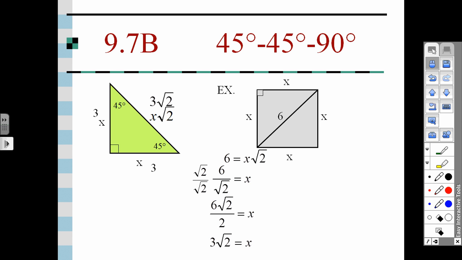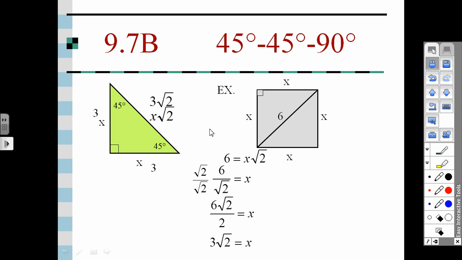Now what you're going to have to watch out for is making sure you do not get the 30-60-90 and the 45-45-90 confused with each other. Because in the 30-60-90, there's a side that has x root 3, and in the 45-45-90, there's a side that has x root 2. So don't get those mixed up.